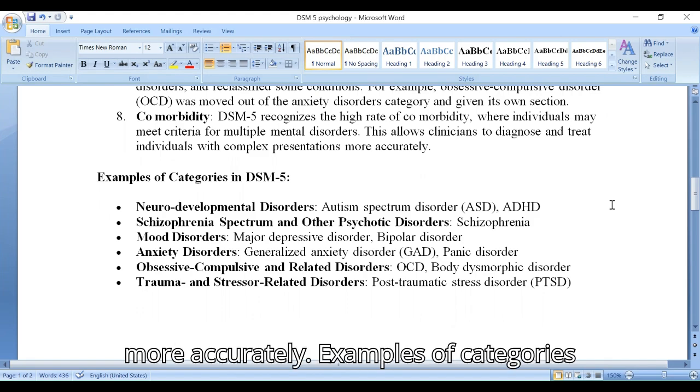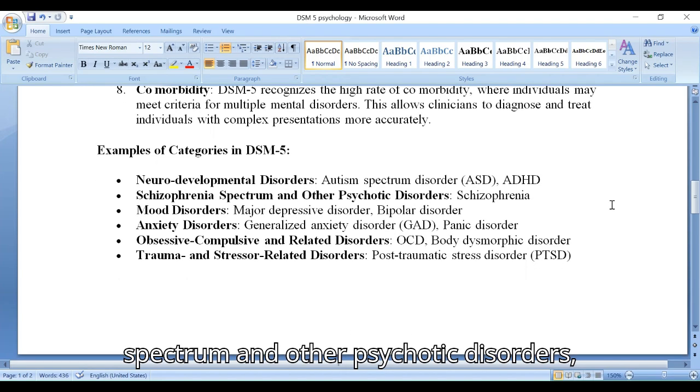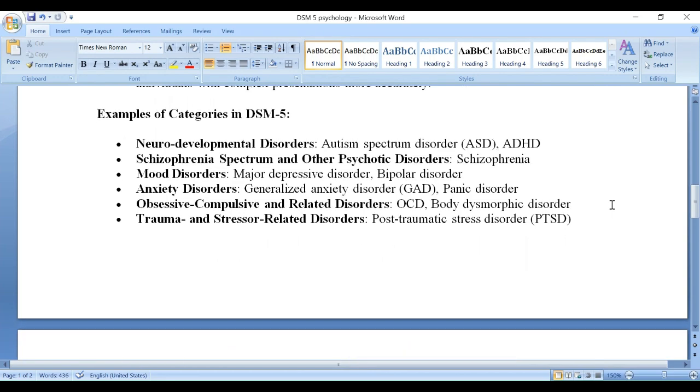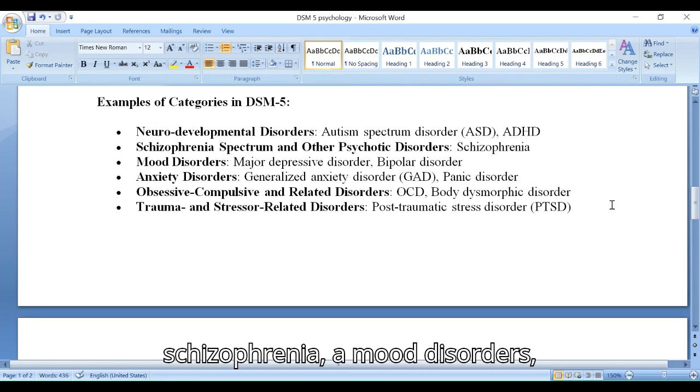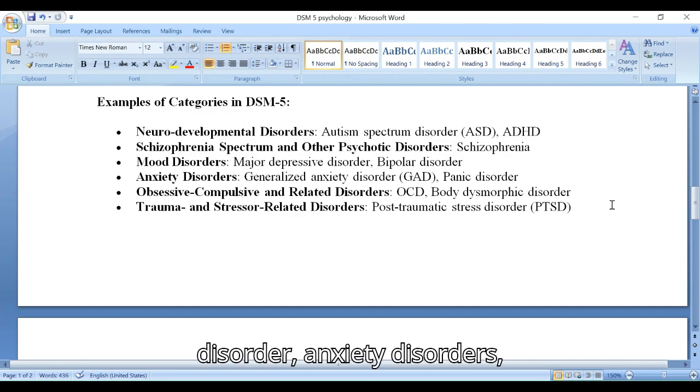Examples of categories in DSM-5. Neurodevelopmental disorders: Autism spectrum disorder (ASD), ADHD. Schizophrenia spectrum and other psychotic disorders: Schizophrenia. Mood disorders: Major depressive disorder, bipolar disorder.